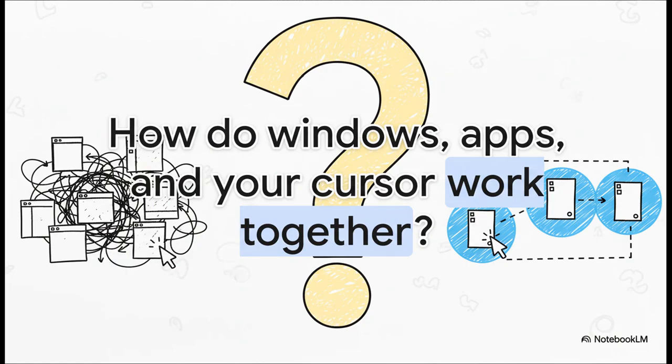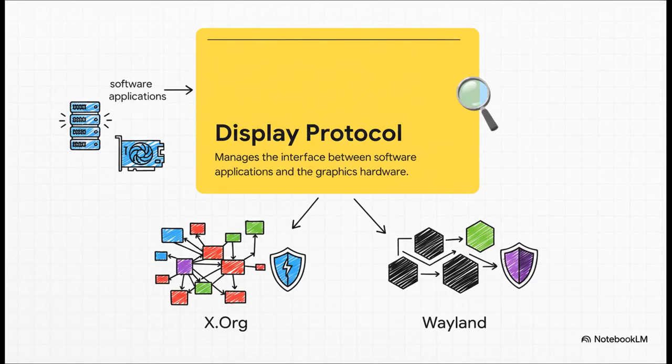How all this stuff just works? You wiggle your mouse, the little arrow moves. You click an icon, a window pops up. It feels like magic, doesn't it? But of course, it's not. Behind that smooth experience, there's a whole complex system calling the shots, and that system is run by something called a display protocol.